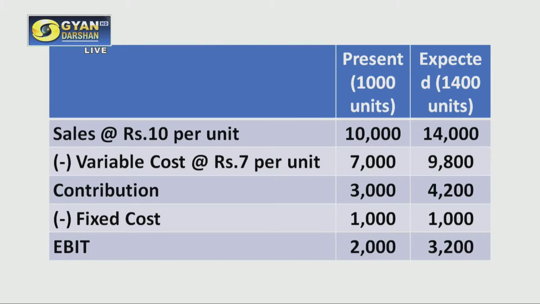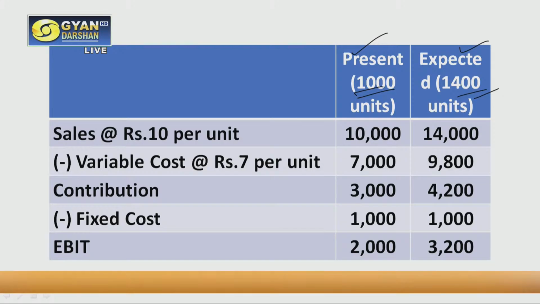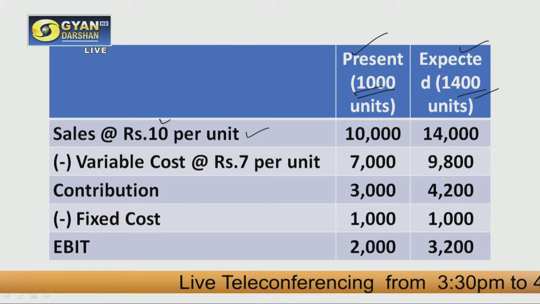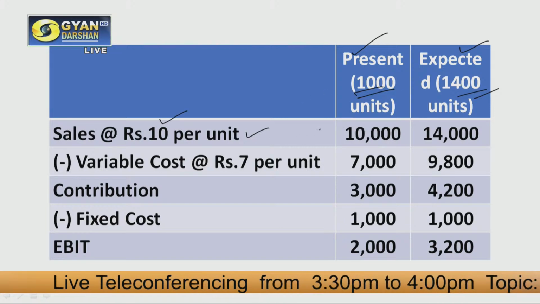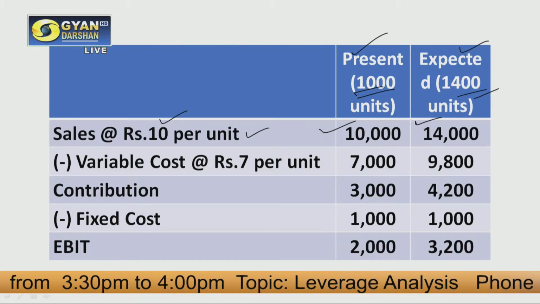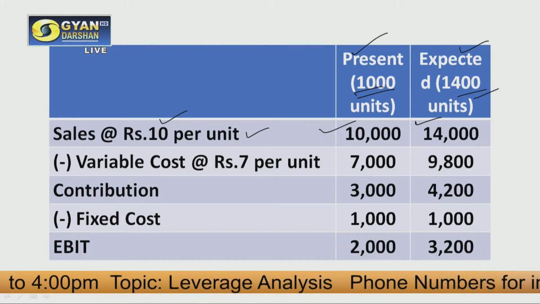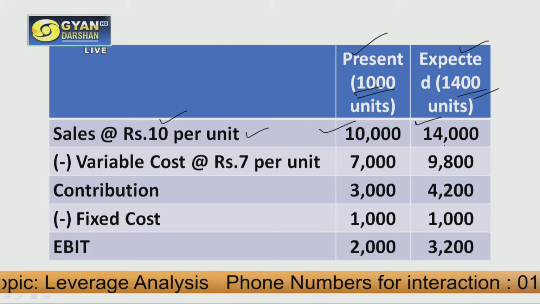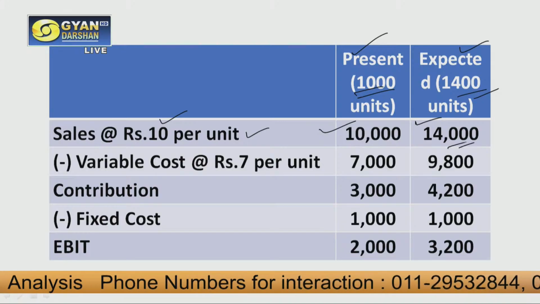Okay, so let us take this case where at present our sales is 1000 units. So at present we are selling 1000 units and we are expected to sell 1400 units. Okay, and the sale is happening at the rate of rupees 10 per unit. Since we are selling 1000 units and 1 unit's price is rupees 10, our sales will be 10,000. And in this case, we are selling 1400 units. The sales price per unit is 14 rupees, so our amount of sales is 14,000.